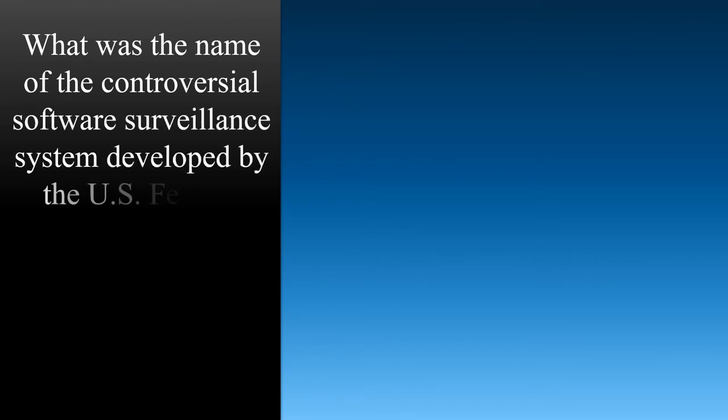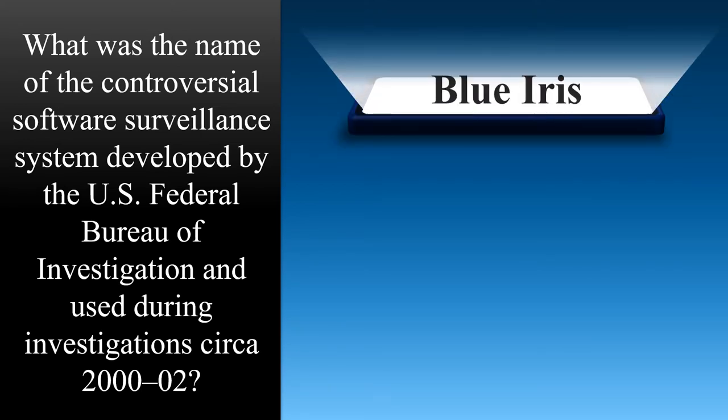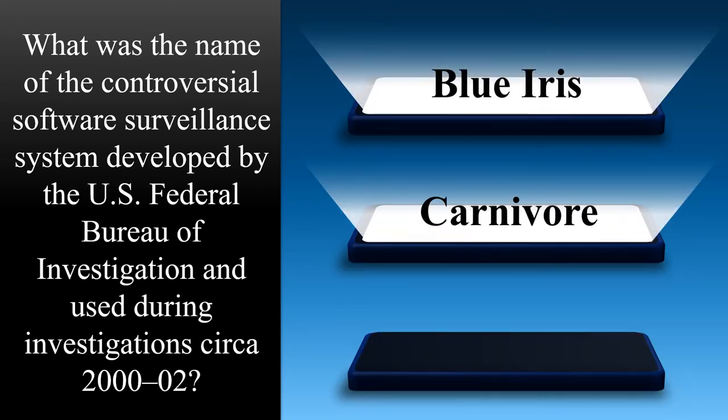What was the name of the controversial software surveillance system developed by the U.S. Federal Bureau of Investigation and used during investigations circa 2002? Is it Blue Iris, Carnivore, or Echelon?